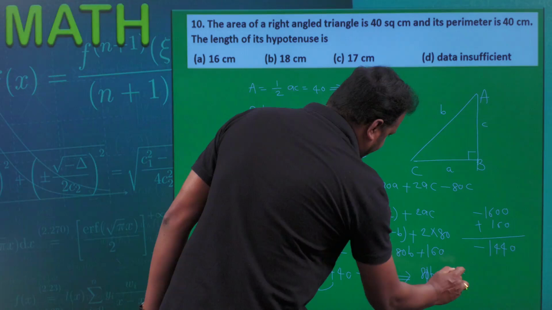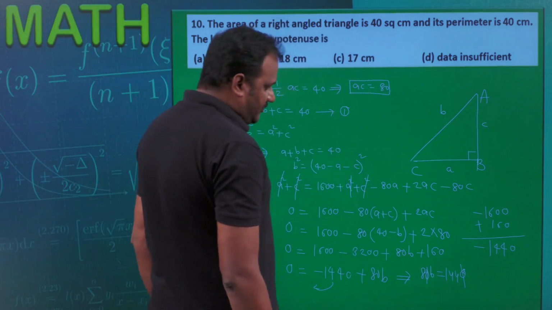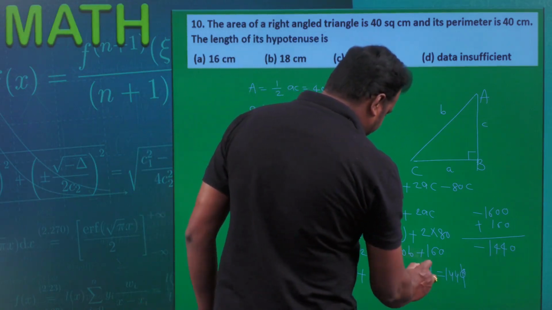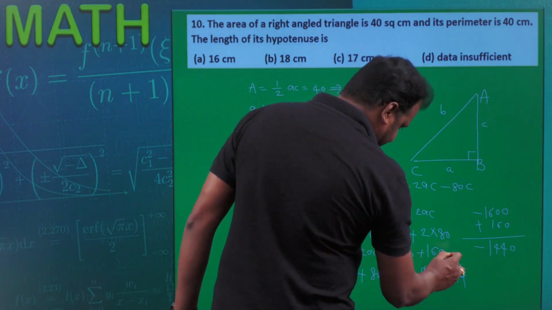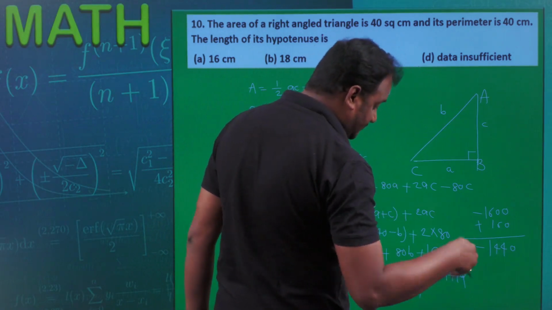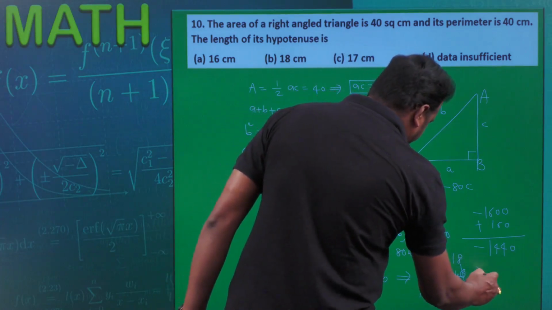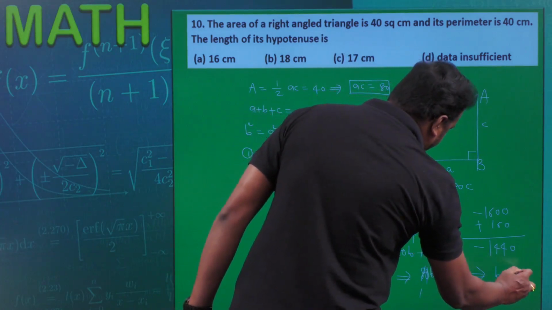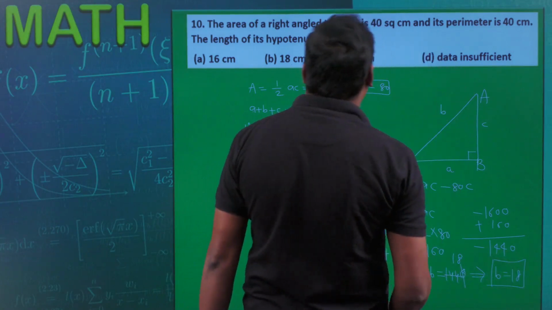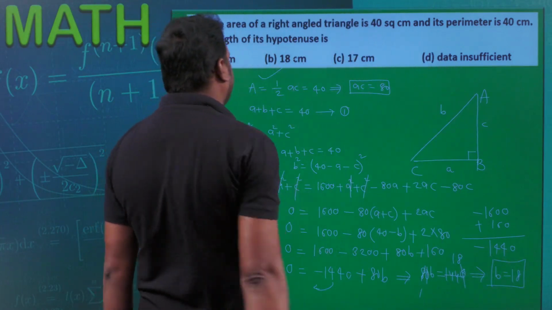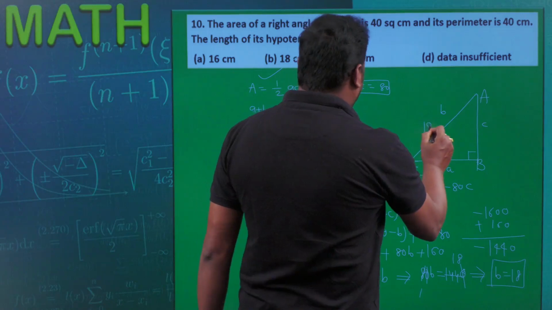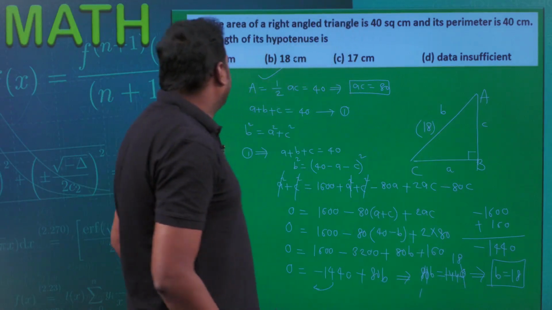So the zeros can be cancelled. Now 8 and 144 can be cancelled definitely. 8 ones are 8, 8 twos are 16, and then 64, 8 eights are 64. Therefore the value of b is equal to 18. It means the value of the hypotenuse is going to be 18 centimeters. So this way we can answer this problem.